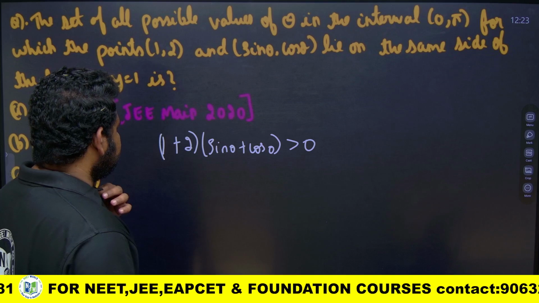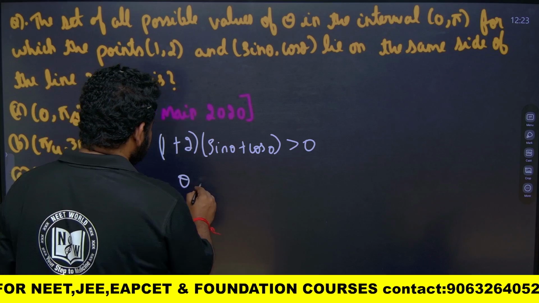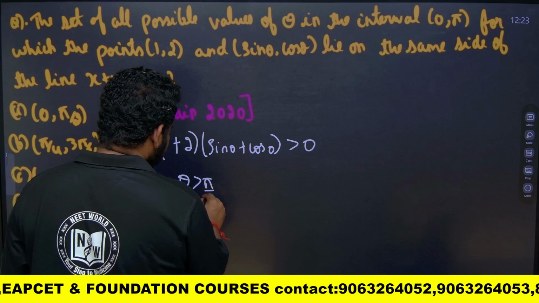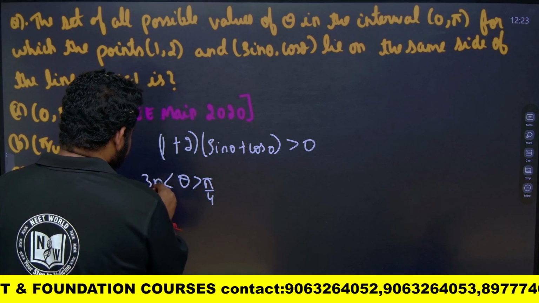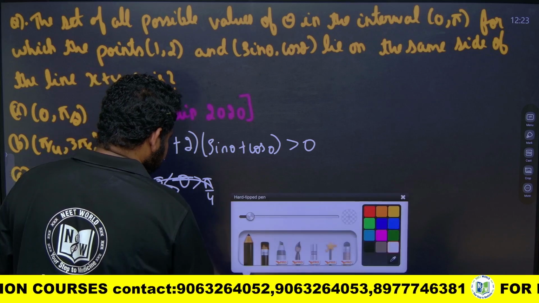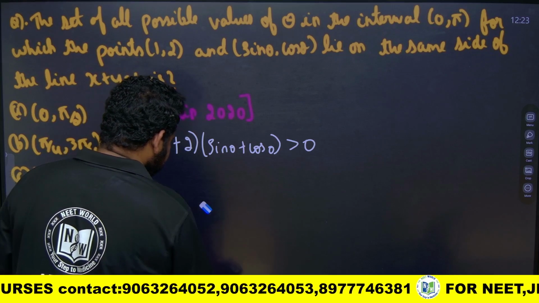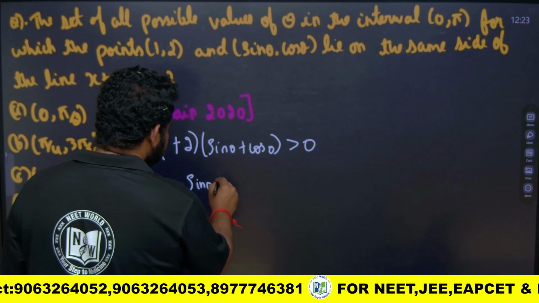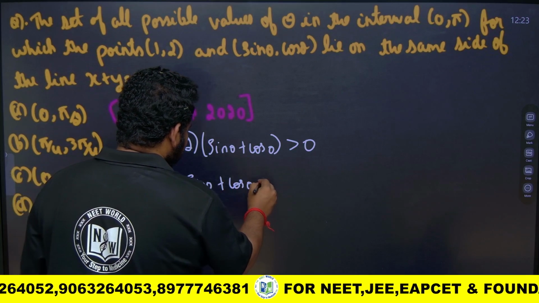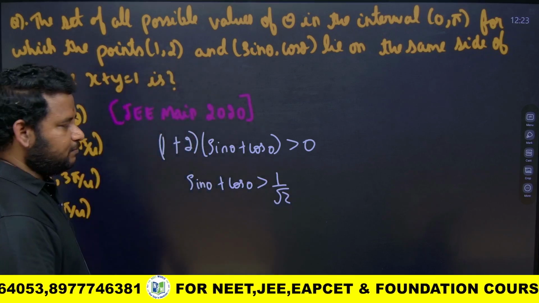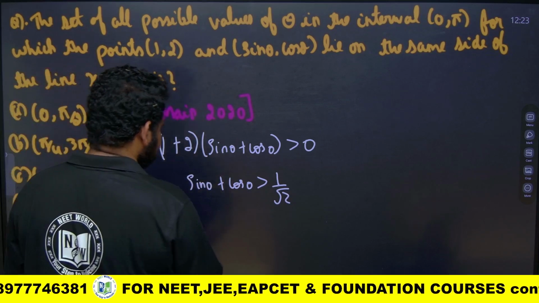Now ultimately what you will get is theta will be greater than pi by 4 but less than 3 pi by 4. You will get sin theta plus cos theta will be greater than 1 by root 2. If you solve this, which you know already.